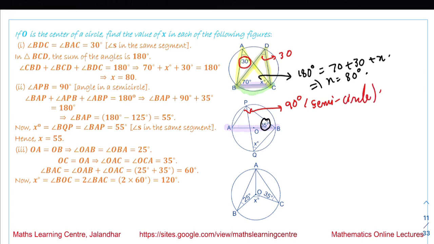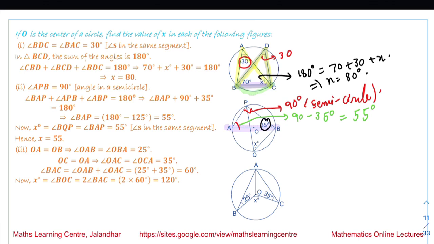Now we have the value of this angle P is 90 degrees. So we can calculate the value of this angle A now. The value of this angle A will be 90 minus 35 degrees, that is equal to 55 degrees.